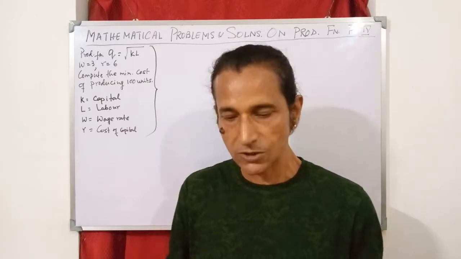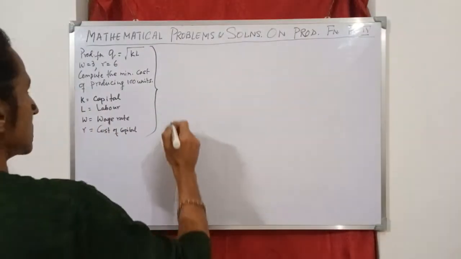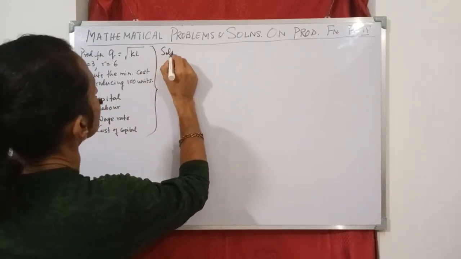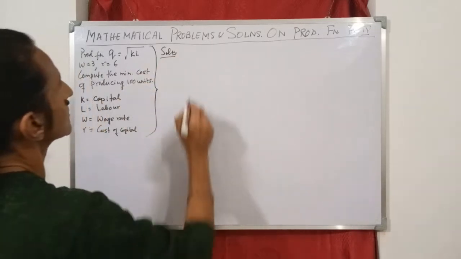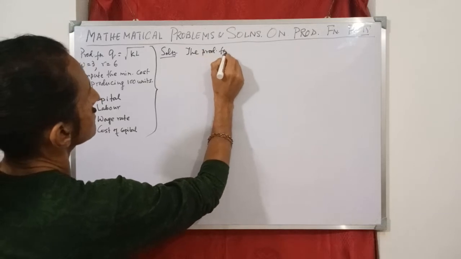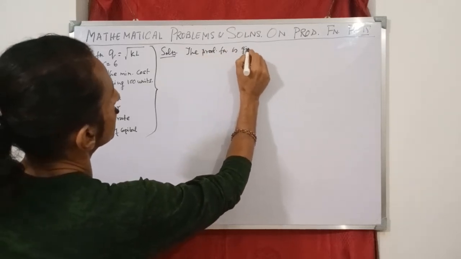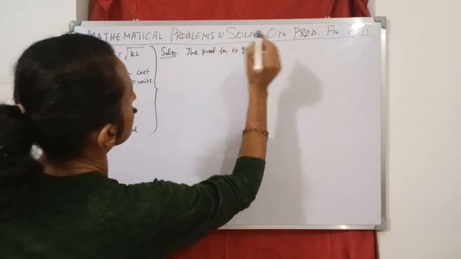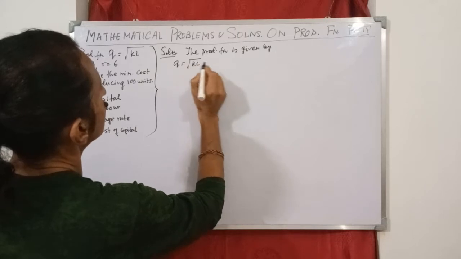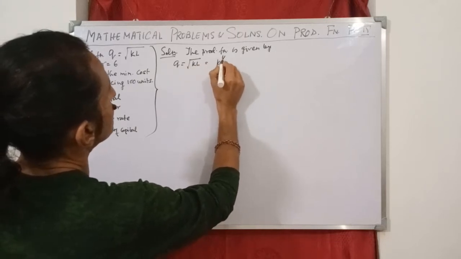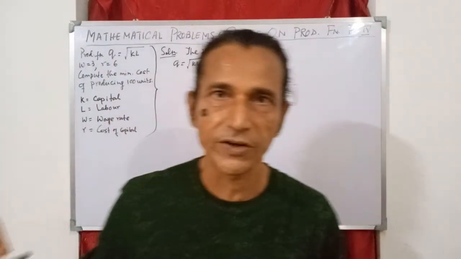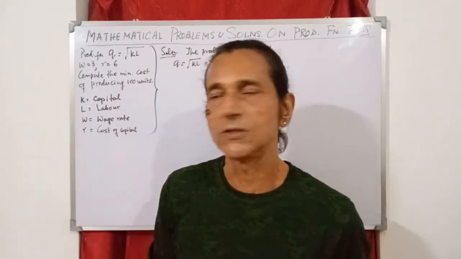So let's get into the solution of the problem. I am doing the solution here. Please look at the whiteboard. Solution. The production function is given by q equals root over k into L equals k to the power half L to the power half. So the production function is q equals k to the power half L to the power half.